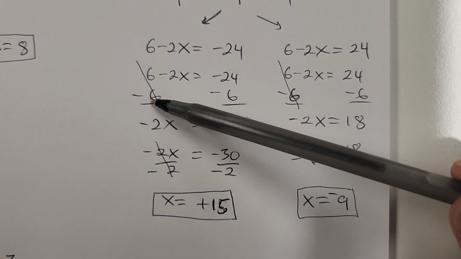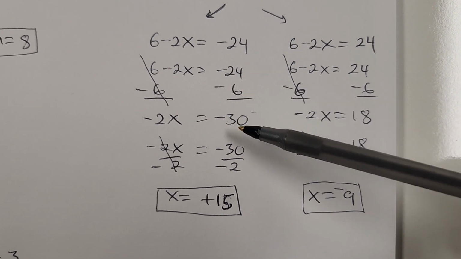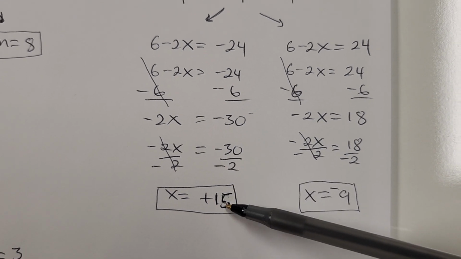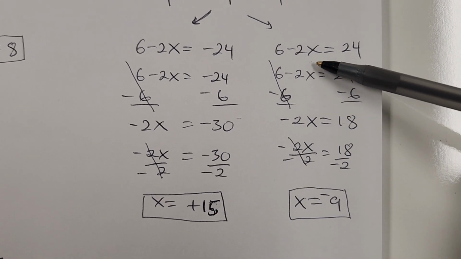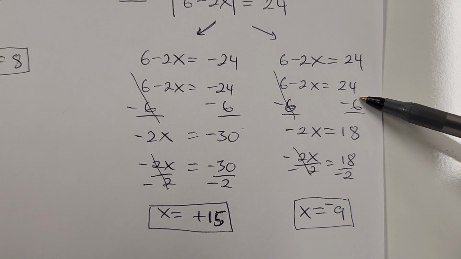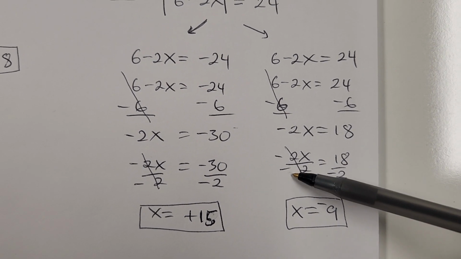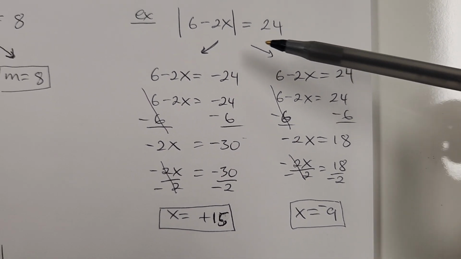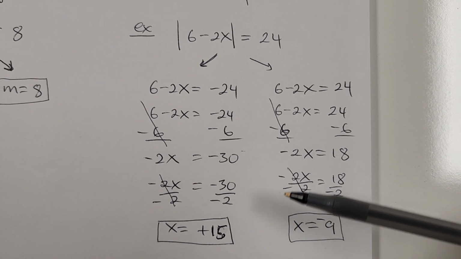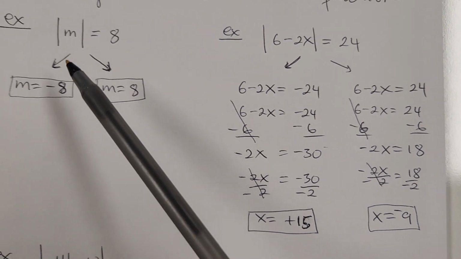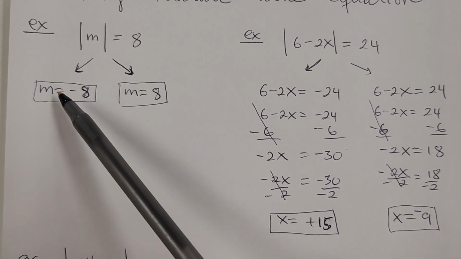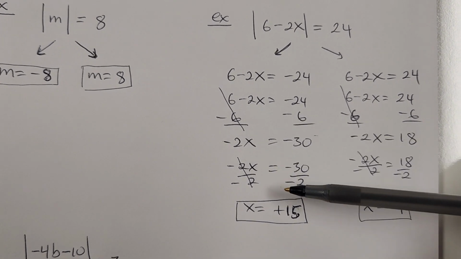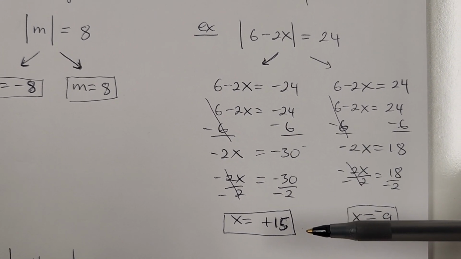So bring the 6 over, so subtract 6, gives me -30. Divide by -2 gives me +15. Same thing on the right side, subtract 6, gives me 18. Divide by -2 gives me -9. Okay, so this is another example where you have to solve. Over here, we don't need to solve because it's already done. Here we have to solve because we still have something inside the equation.